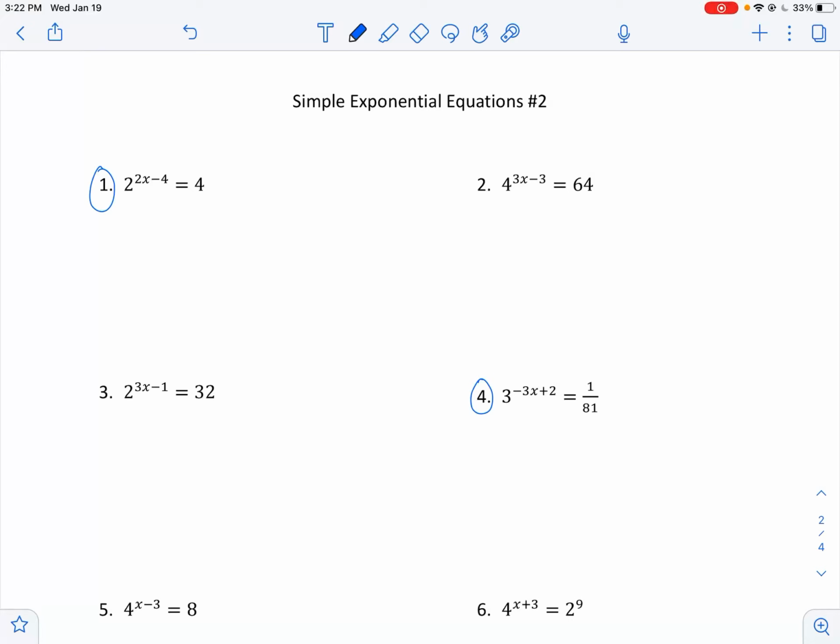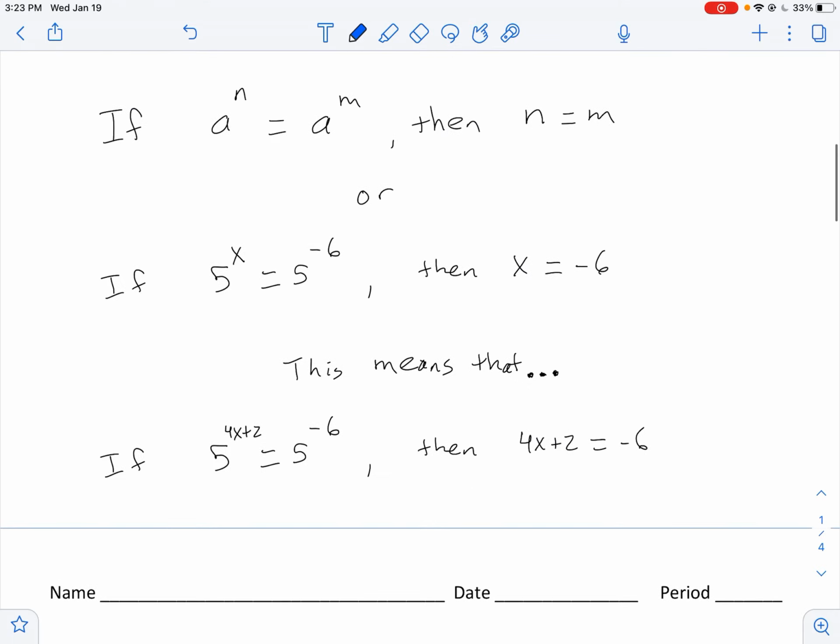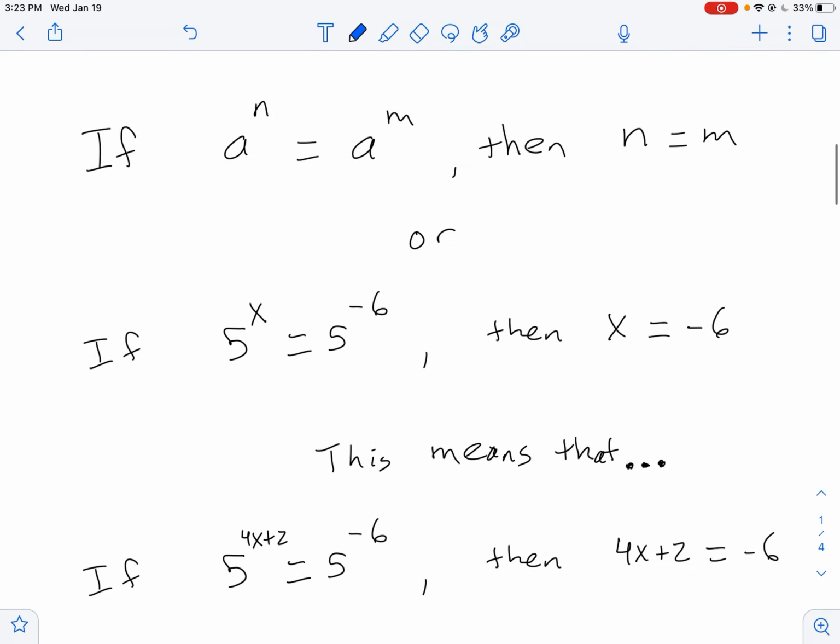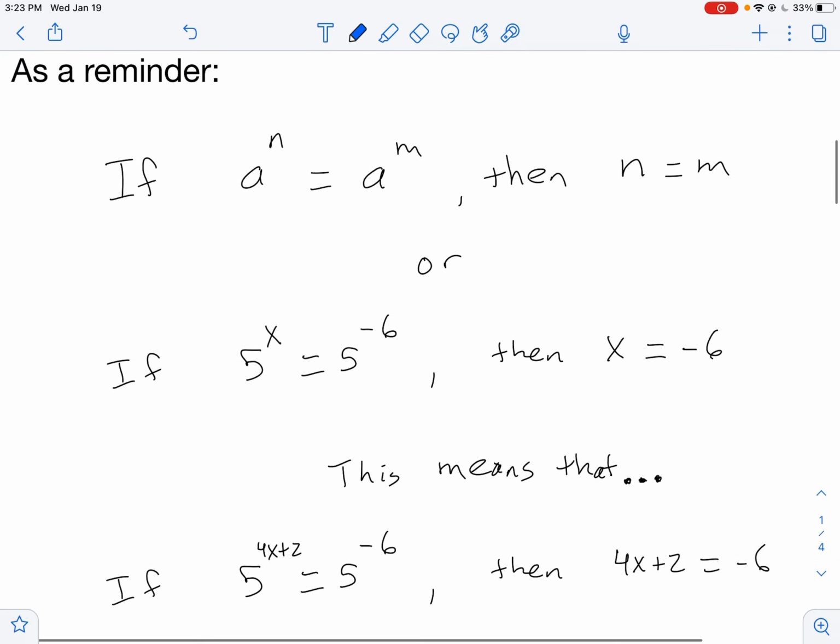Alright, ladies and gentlemen, let's dive into a lesson about solving simple exponential equations. We already had number one, but now we're going to do number two. Number two, as you can imagine, is a little bit more complicated than number one. Weird, I know. But yeah, a few things to remember.